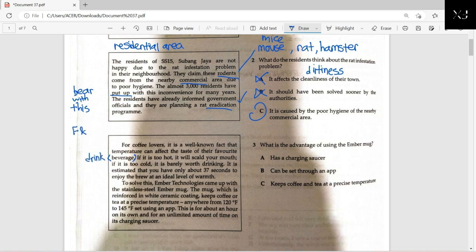They say the F&B industry, the food and beverage industry, okay? Beverage. It's spelled B-E-V-E-R-A-G-E. If it is too hot, it will scald your tongue. What is scald? When you drink liquid that is too hot, it will burn your tongue. That's what scald means. If it is too cold, it is barely worth drinking.